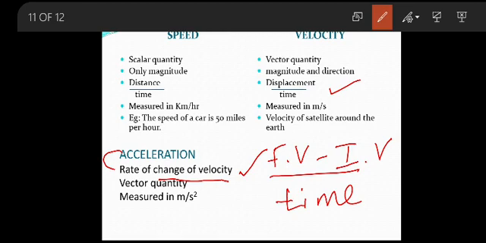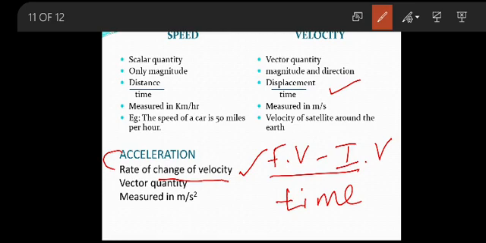Initial means at the starting of the journey, what was the speed of the vehicle. At the end of the journey, what was the speed of the vehicle is my final speed. So I'm telling you again and again, speed and velocity are one and the same. When I mention it with the direction, it becomes velocity. When I mention it with just the magnitude without the direction, it becomes the speed of the object's motion. So when I compare the two different speeds, it is my acceleration with respect to time.